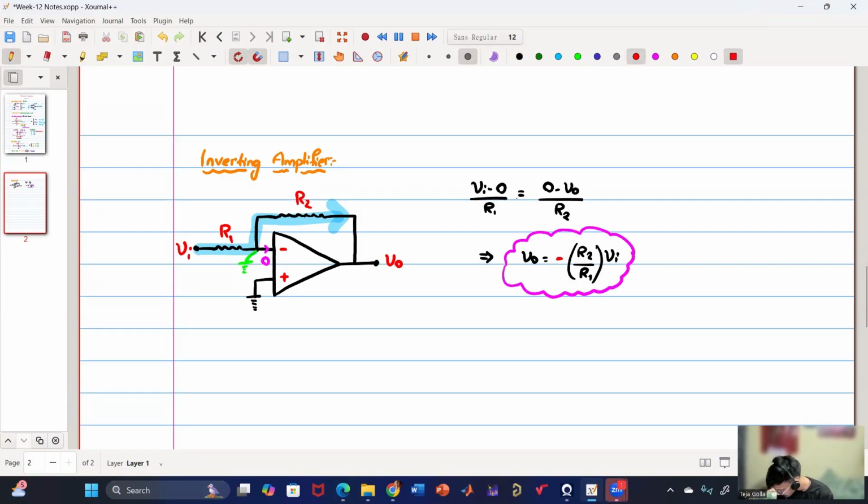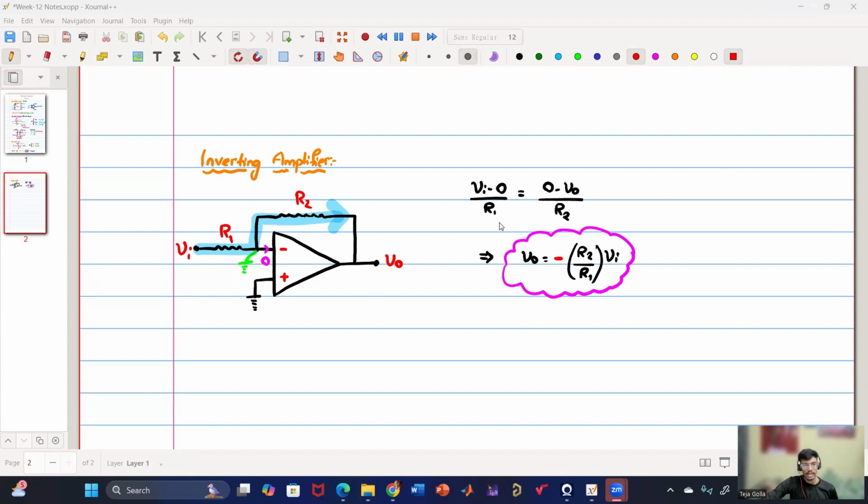If you see, there is a minus sign here. So that's why it is called inverting amplifier, because the output has a minus sign of the input. If input is positive, output is negative. If input is negative, output is positive. So that's why it is called inverting amplifier, and the gain is R2 by R1.